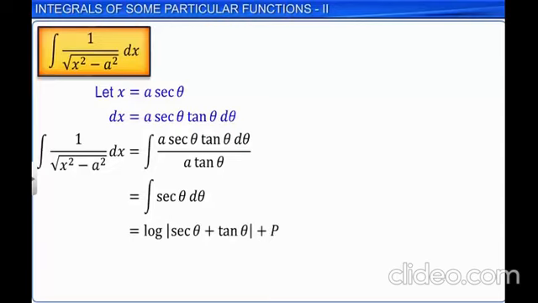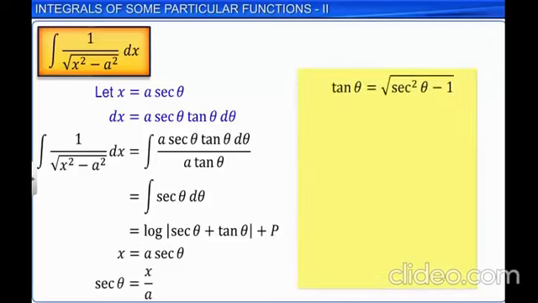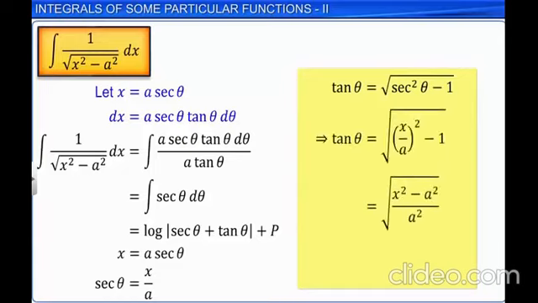As x is equal to a secant theta, secant theta is equal to x upon a. Now, tan theta is equal to square root of secant square theta minus 1. On substituting the value of secant theta, we get tan theta is equal to square root of x square minus a square upon a.